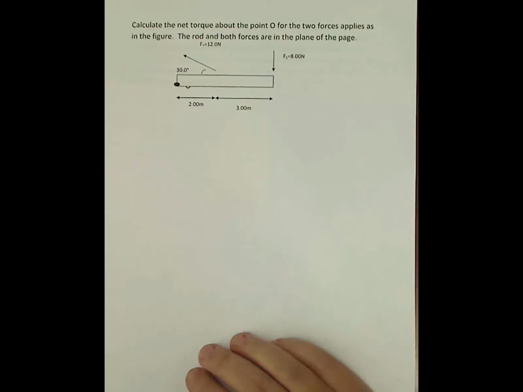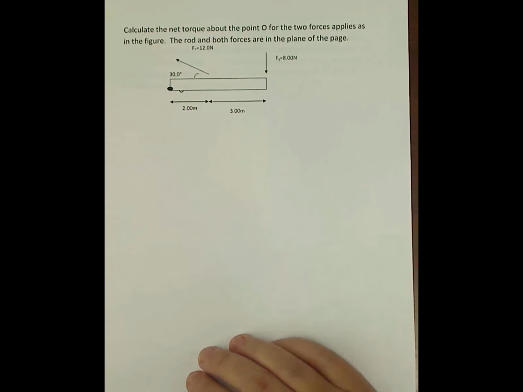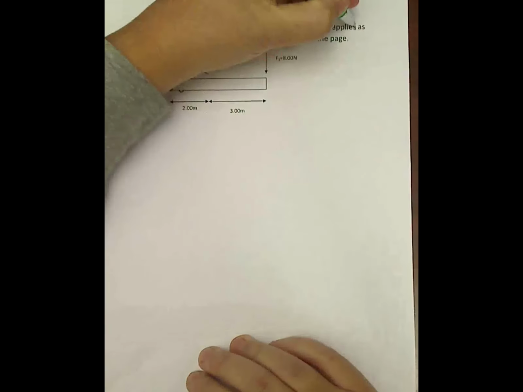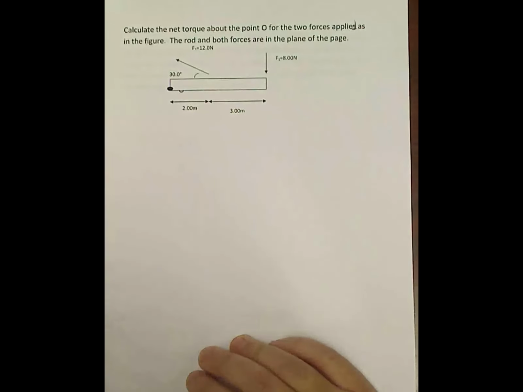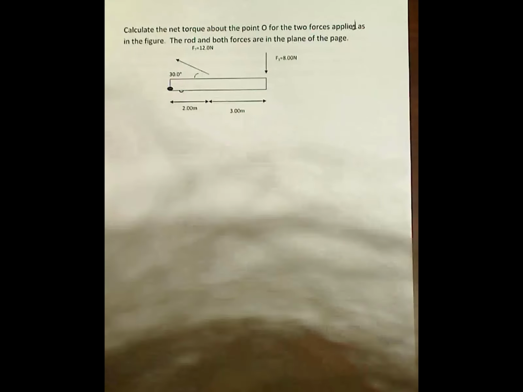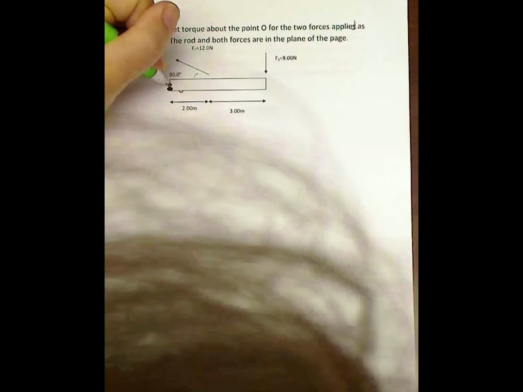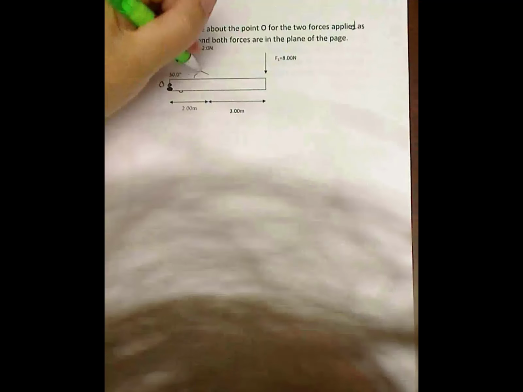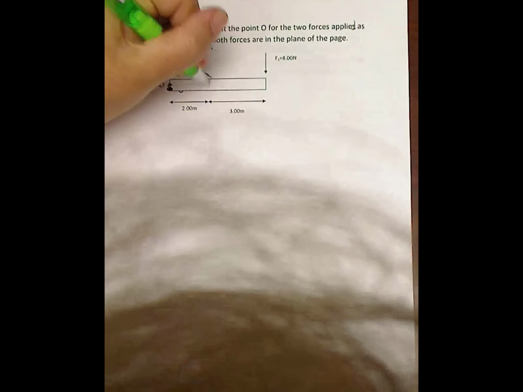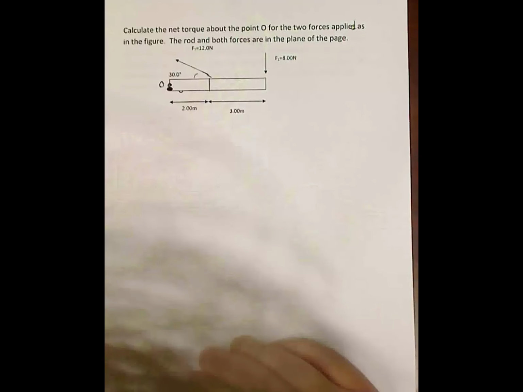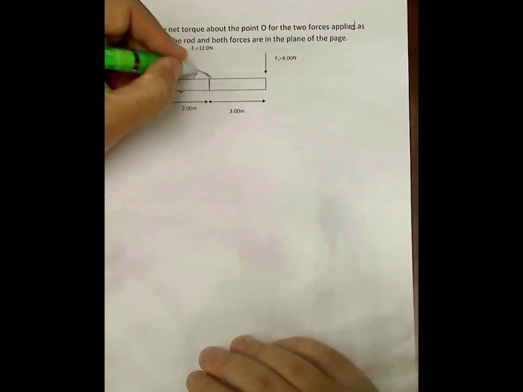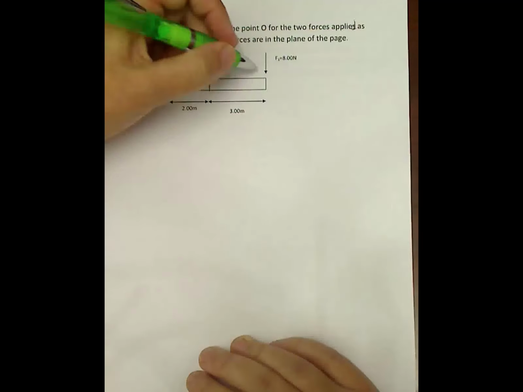Okay, so here's another torque problem. Now I want to calculate the net torque about the point O for the two forces applied as in the figure. Okay, the rod and both forces are in the plane of the page. So here I can see when I printed this, my picture got all messed up. I'll try and fix it for when I have it. But this is the point O. This force F2 should be applied at the 2 meter mark, and F1 is applied at the 3 meter mark. Okay, so I've got one force coming out at 2 meters, one at the very far end at 3 meters.